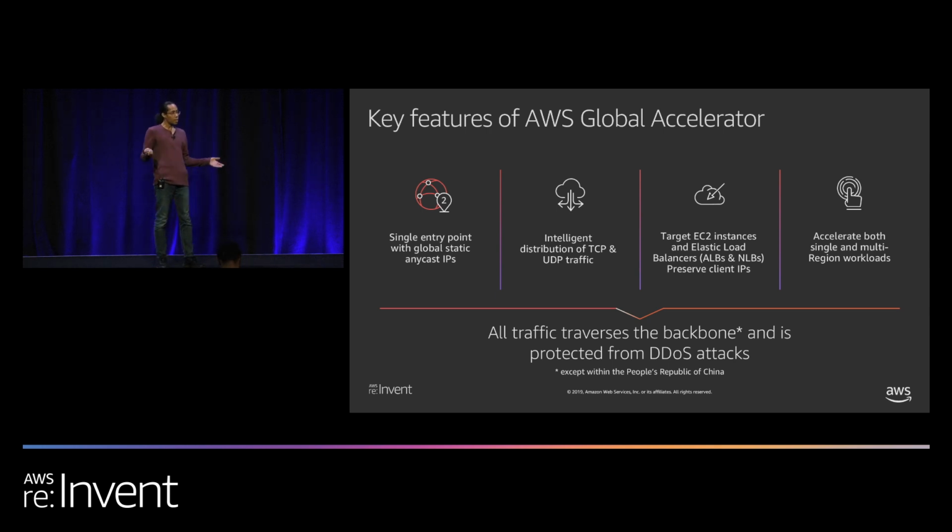We offer this routing for TCP and UDP, load balancing across the world. You can target EC2 instances and ALBs, which are private without any public addresses. We also support network load balancers. And you can use this to accelerate your single region workload or your multi-region workload. And all of this with this inherent DDoS protection and the availability of the backbone. That's it. Those are the key features of Global Accelerator.